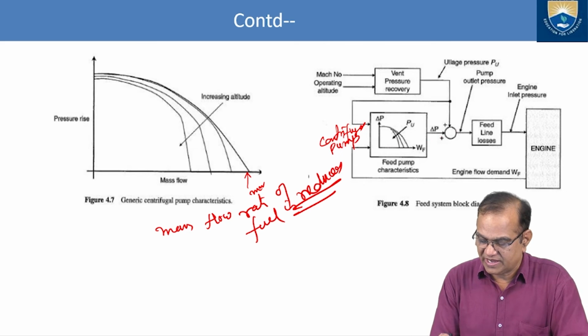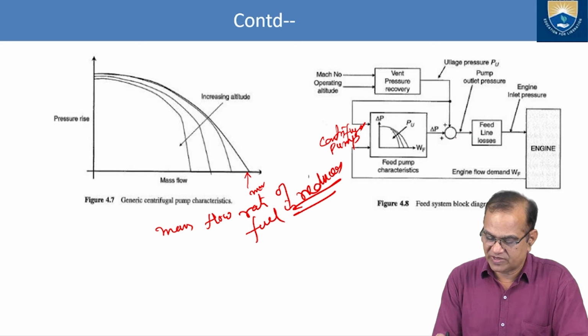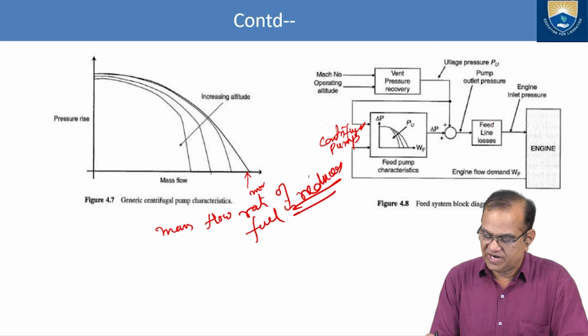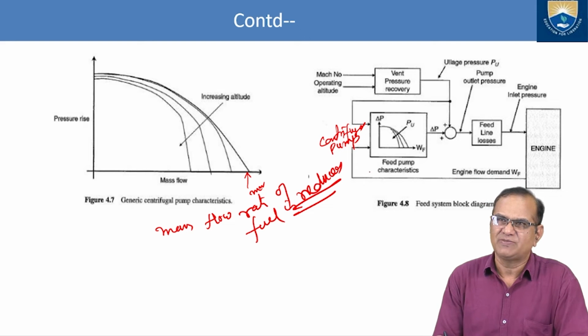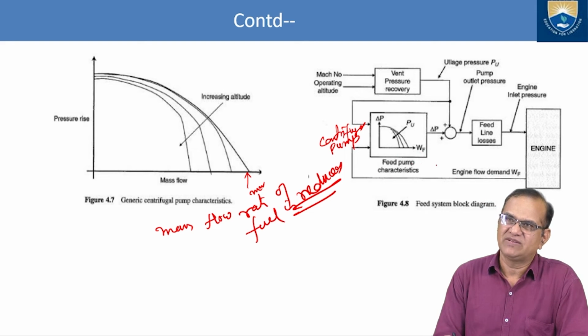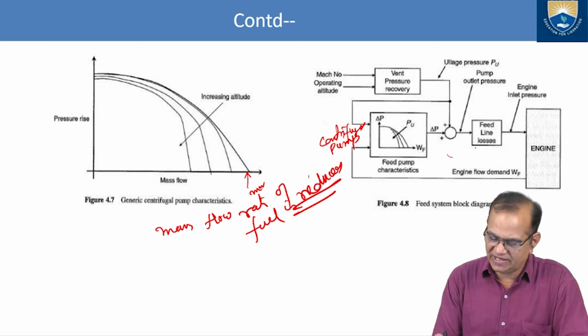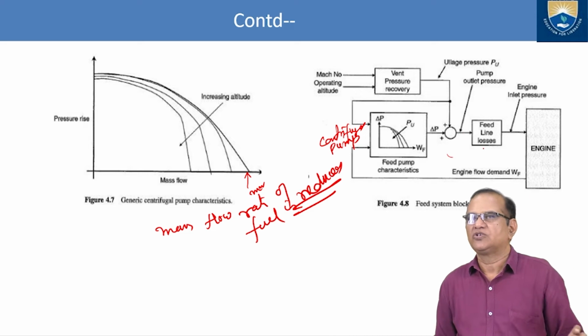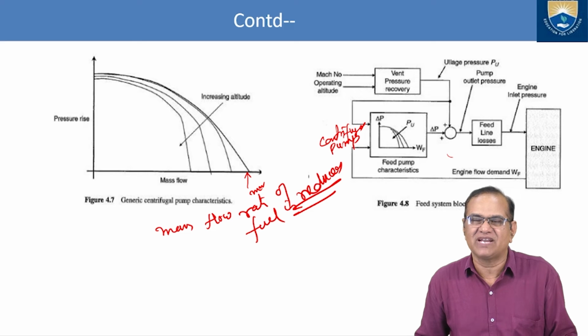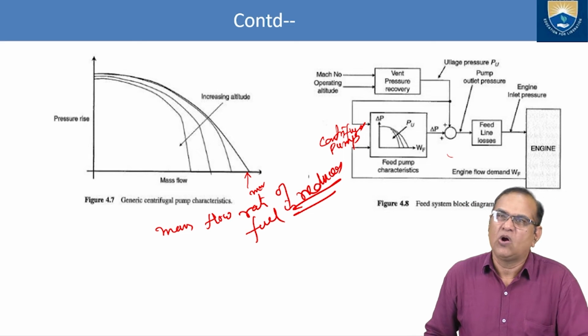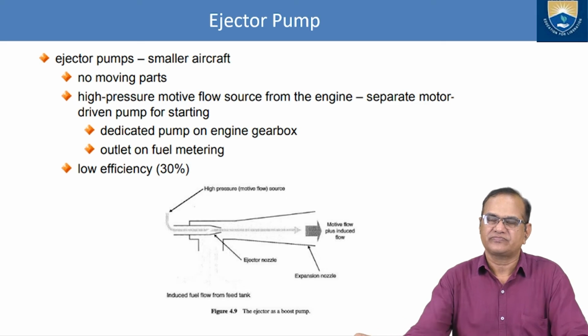From here, this is the delta P. It will go to the feed line losses, and then it will go to the engine. And as per the engine flow demand, this will vary the amount of the fuel. So this is a very simple diagram shown here to understand what can happen.